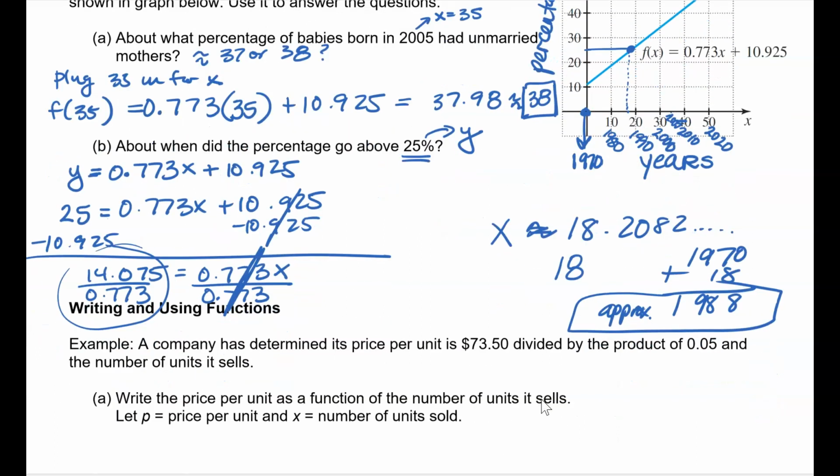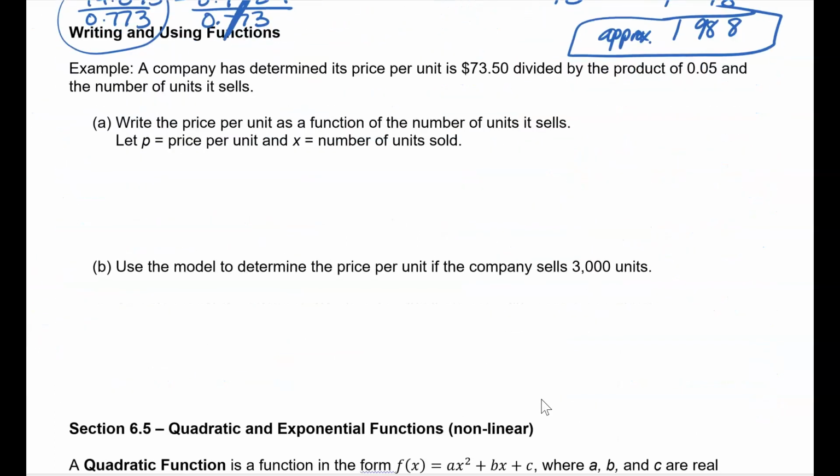So this next part, we're still dealing with linear functions. We're going to talk about writing a function. So this example says a company has determined its price per unit is $73.50 divided by, so that gives you a clue that you're going to have to divide, by the product. So whenever you see the word product in math, think multiplication, of 0.05 and the number of units it sells. And so they want you to write the price per unit as a function of the number of units it sells. So P is price per unit, x is number of units sold.